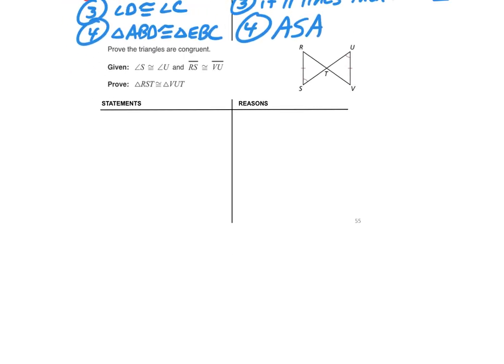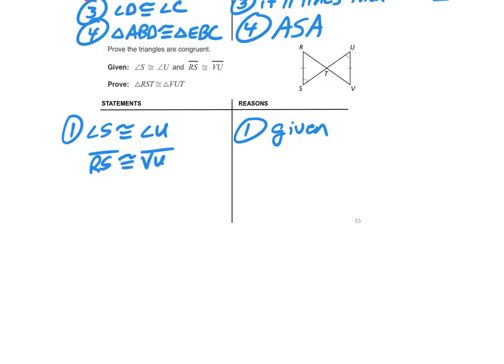Okay, let's look at another one. Number 1. Angle S is congruent to angle U. RS is congruent to VU. All of that is given. Always make sure that that information is marked on my picture. If it's not, we want it marked so we can see what we know and what else we need.